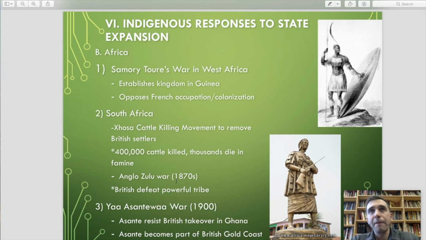And so almost 500,000 cattle die, about 400,000. As a result, it causes a huge famine because of the lack of foodstuffs available, and it ends up killing thousands. And does not, of course, as we know, basically the British aren't leaving after this, so it failed in that result. Then we've also got other indigenous groups fighting against the Europeans in the South Africa region as well.